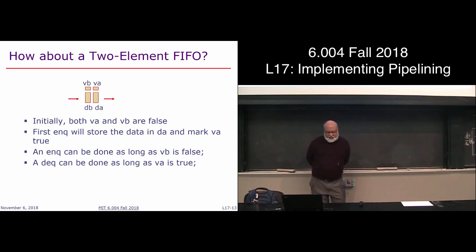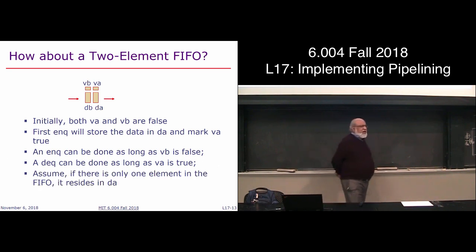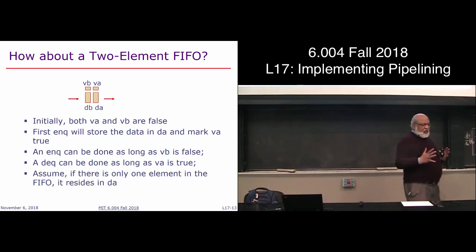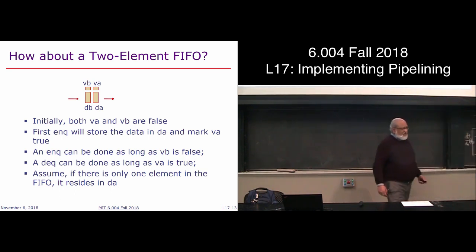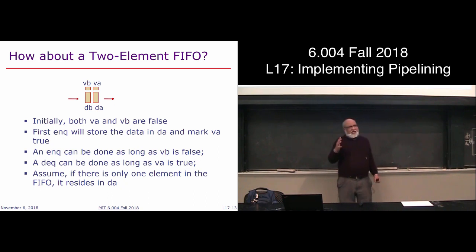Sorry about that. Okay. And let's further assume that if you have a two-element FIFO and there is only one entry in it, it should be in DA and not in DB. DA of the picture? Yeah. So in the steady state, we always want it to be on the right-hand side. Otherwise, my logic will be quite complicated.